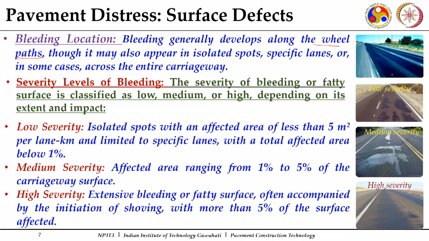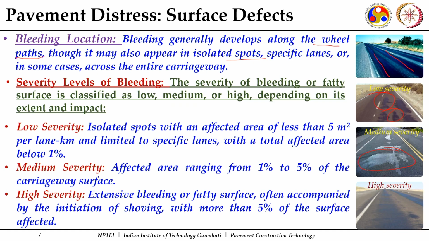So, along those ones you can see here this is happening along these two. You can see in this particular one, this is one wheel path, this is the other wheel path, along which you can see the signs of bleeding which has happened. Though it may also appear in isolated spots. Here you can see this is an isolated spot, this is an isolated spot. Here also you can see these are the isolated spots where it has happened.